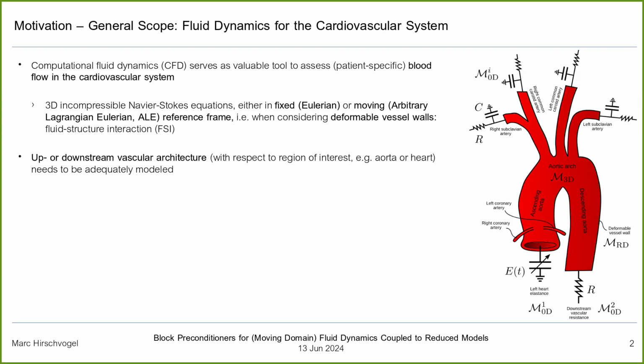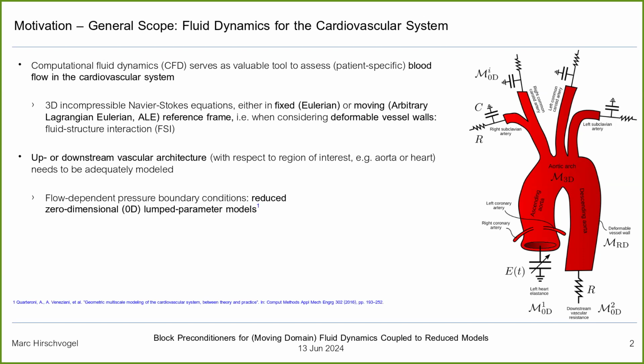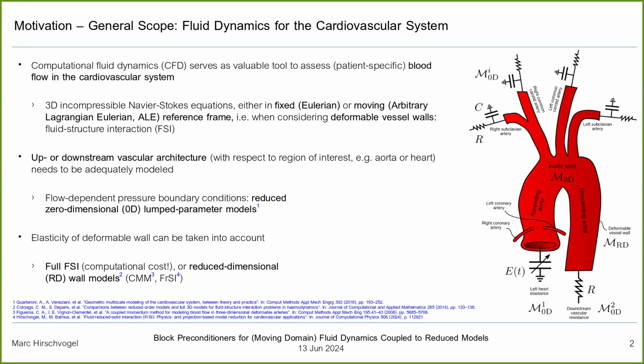So one big aspect is that the up and downstream vascular architecture is not fully modeled as a three-dimensional region, and often you use so-called lumped parameter models in order to represent the traction which stems from the flux at this boundary. And these lumped parameter models typically impose a pressure dependent on the flux, and they are of a non-local nature, and we will see why this can be a problem in general when coupling these.